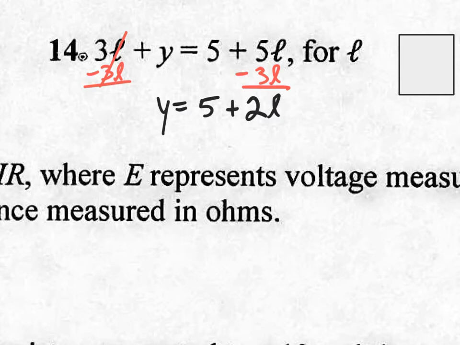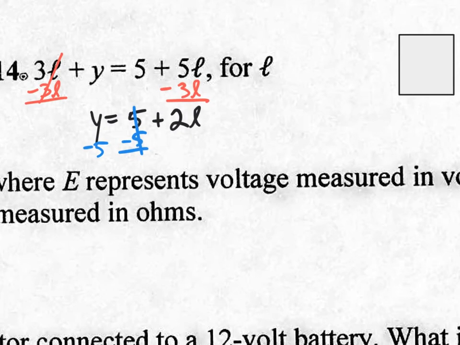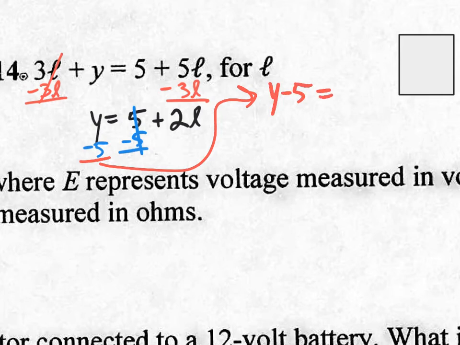Minus 5 to get rid of the 5. What I do to one side, I do to the other. Y minus 5, I can't do that. So what I'm going to do is rewrite it over here. So y minus 5, I'm going to rewrite the whole thing over here. It's going to be y minus 5, because I couldn't combine it, equals 2 with an L.